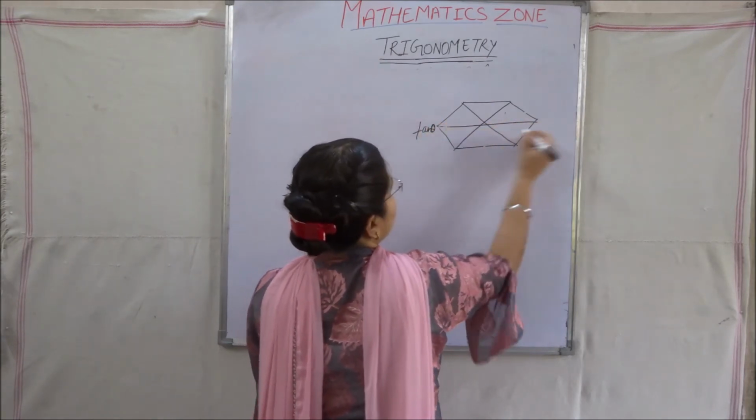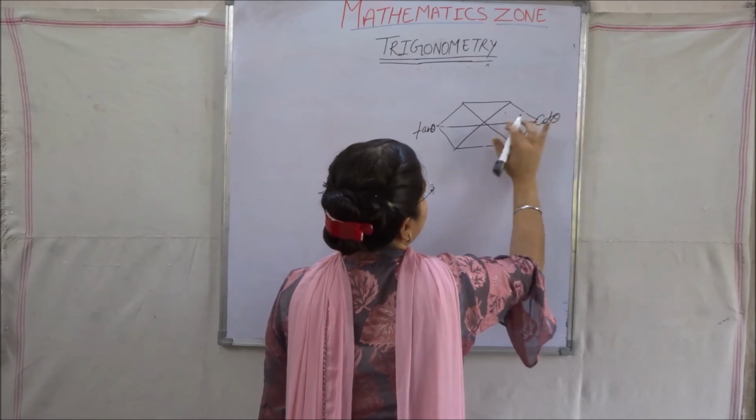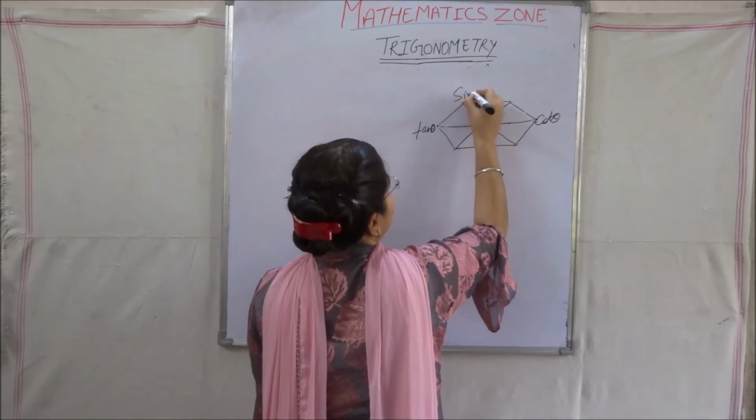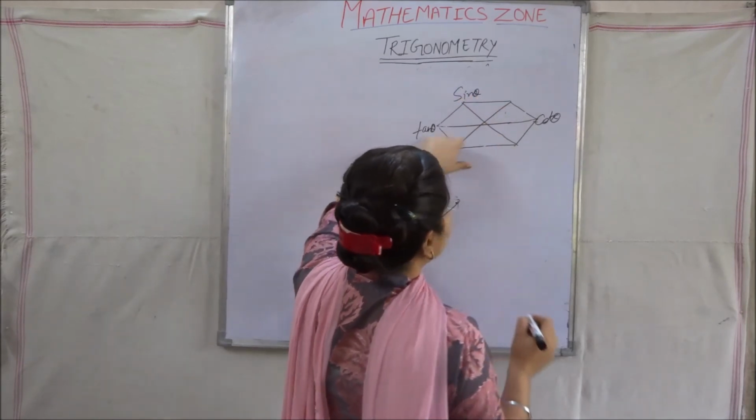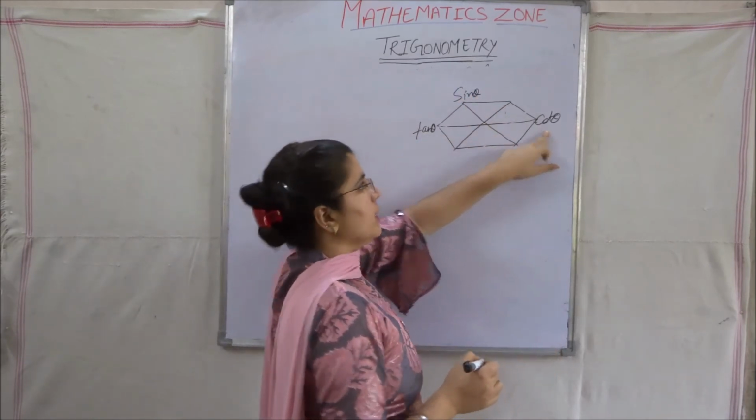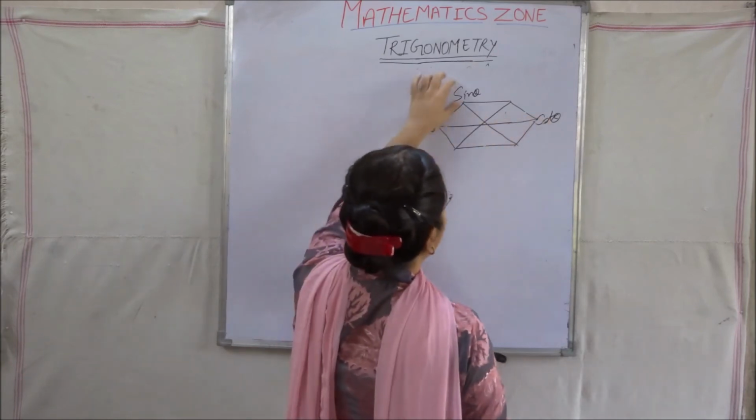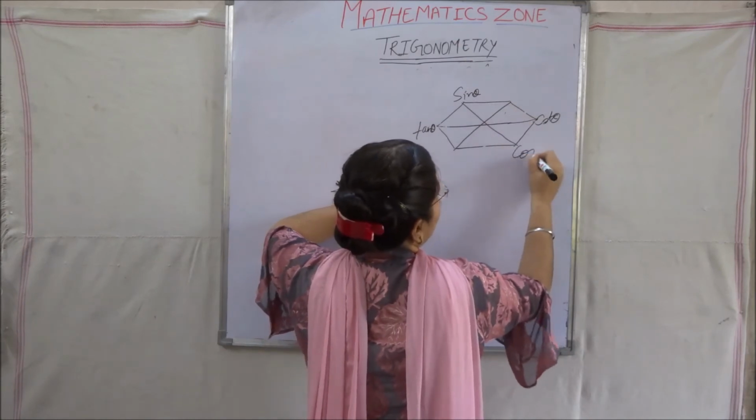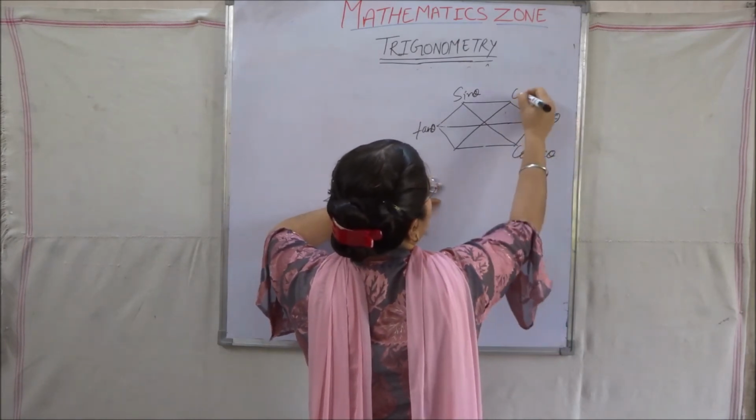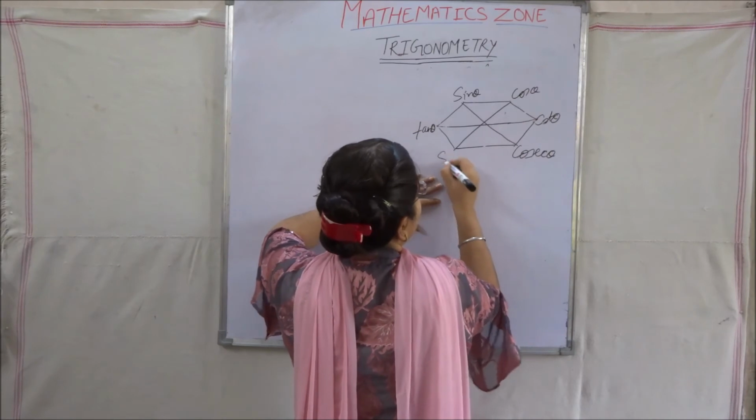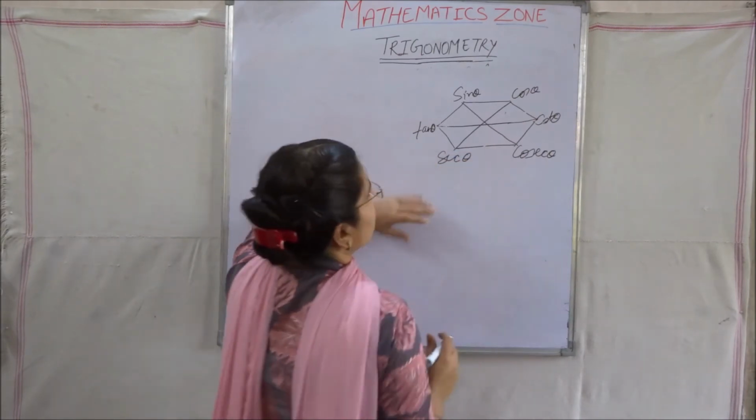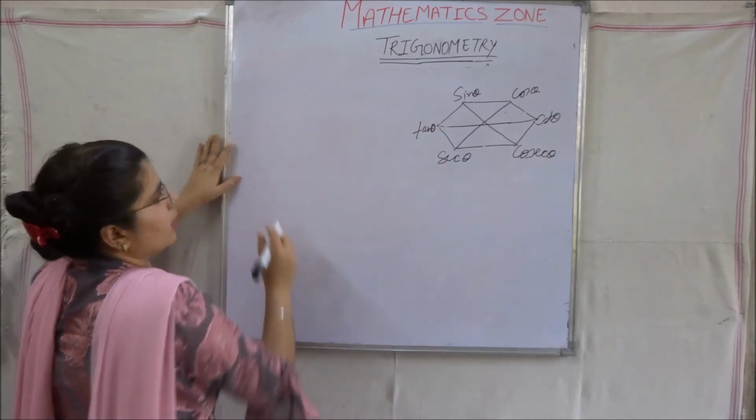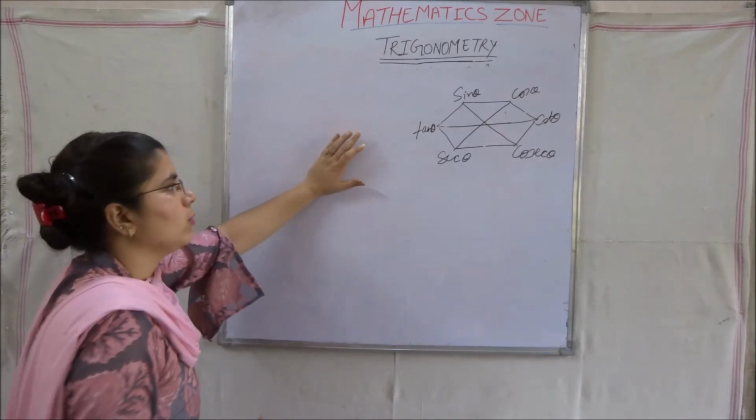This is tan theta, this is cot theta. Because the reciprocal of tan theta is cot theta, the reciprocal will be written opposite to them. So sin theta, reciprocal cosec theta; cos theta, reciprocal sec theta. So in this way we can draw a diagram. Now let's derive the formulas.